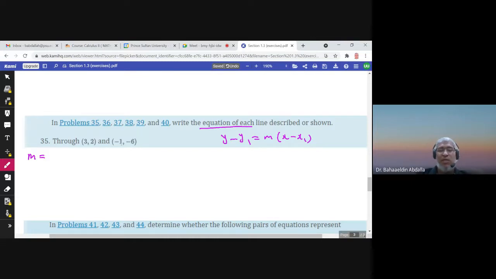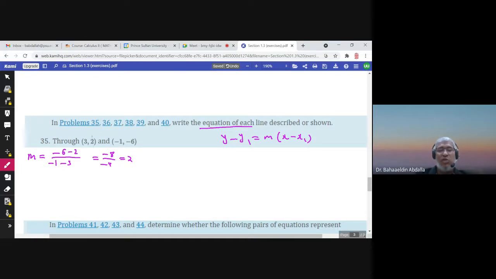The slope is delta y over delta x. So it's negative 6 minus 2. This is y2 minus y1 over x2 minus x1. If you start from here, you have to continue starting from here, from the second point. So the answer would be negative 8 over negative 4, which is 2. So the slope of this line is 2.